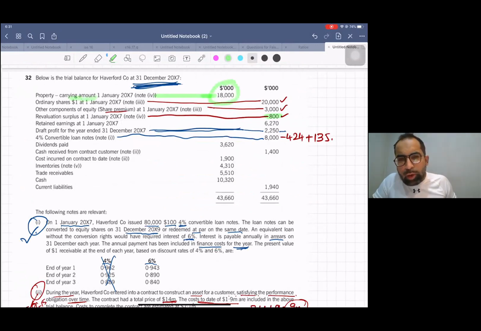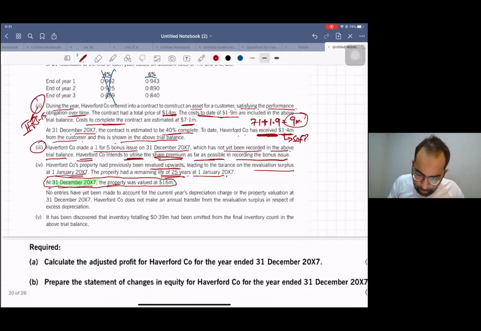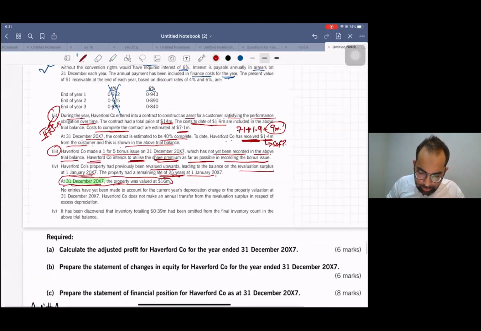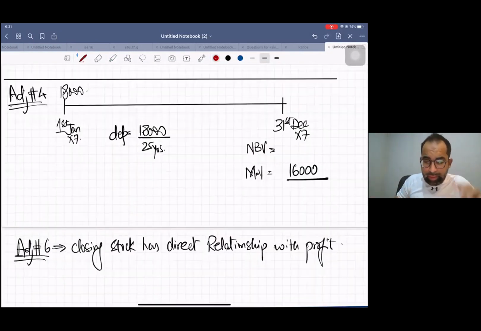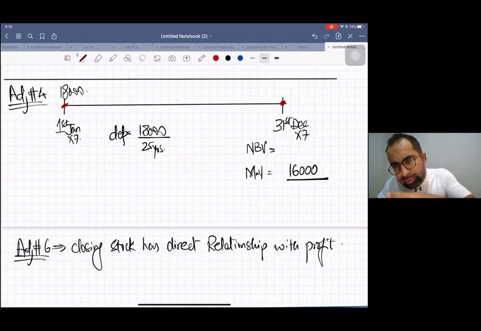So how will we depreciate the existing carrying value? Divide by the life, whatever life is given at the beginning of the year. Okay, so 18,000 is the amount. And how much is the life? 25 years. It's a very easy question, don't make it difficult. At the beginning of the year, the value of this property was 18,000, but the date of revaluation is year end. So first depreciate it and then revalue it.